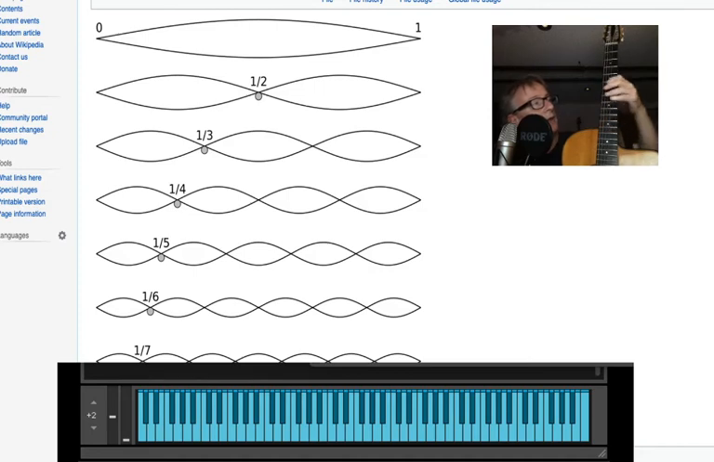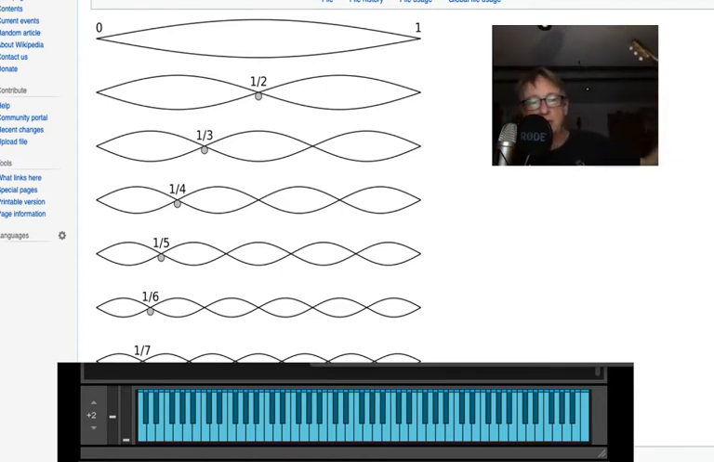Now that keeps going up. You can keep dividing the string. It gets harder and harder to make those notes sound. They get a little bit quieter, but they're there, and they're all part of the sound and part of what makes a guitar sound like a guitar. For instance, even within that guitar, I can make different sounding notes.